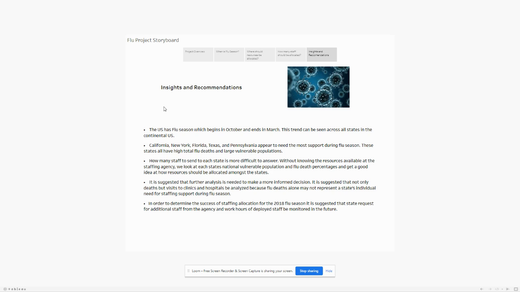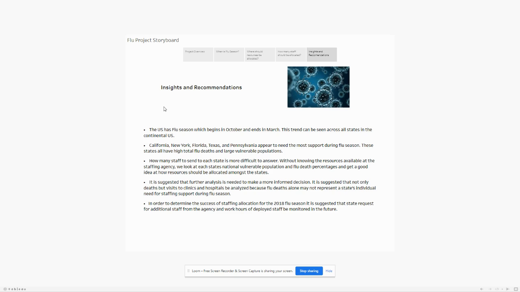by the agency. It is possible that not only deaths, but visits to clinics and hospitals be analyzed because deaths alone may not represent a state's need for staffing support during the flu season. For example, just because a state has a low number of flu deaths or makes up a low percentage of the nation's deaths due to flu may not accurately represent the volume and the need of hospitals and clinics in that state of people suffering but not dying from the flu.